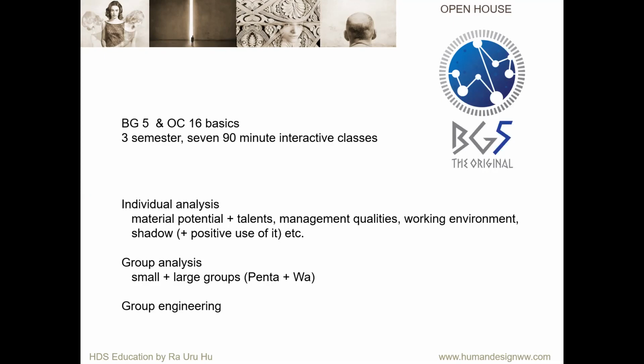So I have included in my BG5 course the OC16 basics, because that's what you need if you work with a small company and they thrive and they expand. You have to be able to help them along, even if they end up being more than penta size, more than 5 people. So in my BG5 trainings, we always, in the last semester, look at the WA basics, at the OC16 basics as well. And then, of course, we come to the group engineering, how to build, how to structure a group, small group or large group, for the best and most and biggest material success. So that's really the themes, that's really the content of the BG5 course.